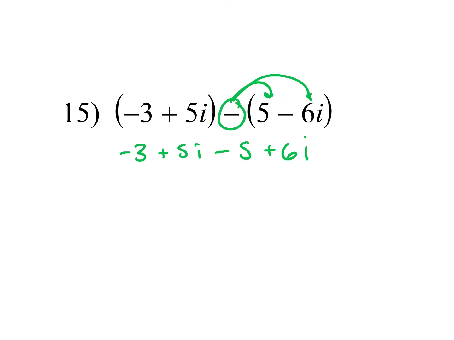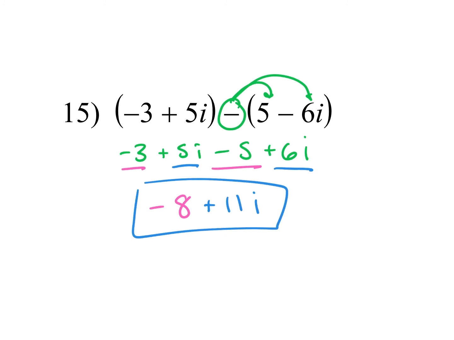What are my real numbers? Negative 3 and negative 5. So what's negative 3 minus 5? Negative 8. What are my imaginary numbers? Positive 5i plus 6i. What do we get when we add those? So plus 11i. So that's our answer. So be careful when you are adding or subtracting, you're not FOILing. You only FOIL when you multiply. But here we have to distribute the negative because we have parentheses behind it.